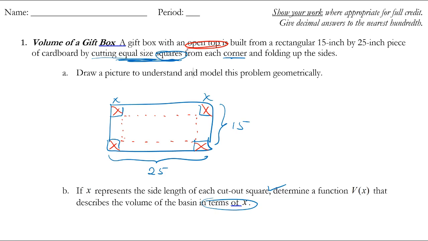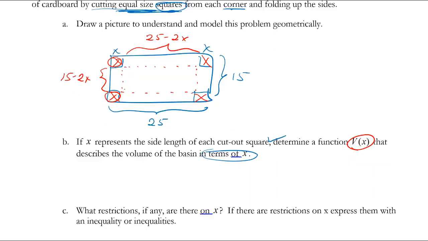And one of those dimensions is this right here. That distance is 15 minus 2x. Why 2x? Because we had to cut out these two corners, so 2x comes out of the 15. Similarly, we have this distance, and it is 25 minus 2x right there. So we can now build a volume function with the information in our picture.